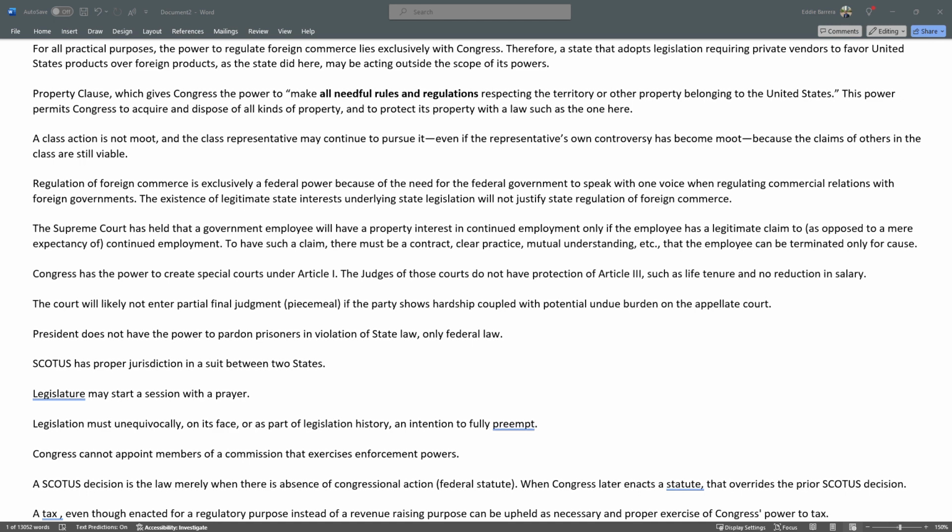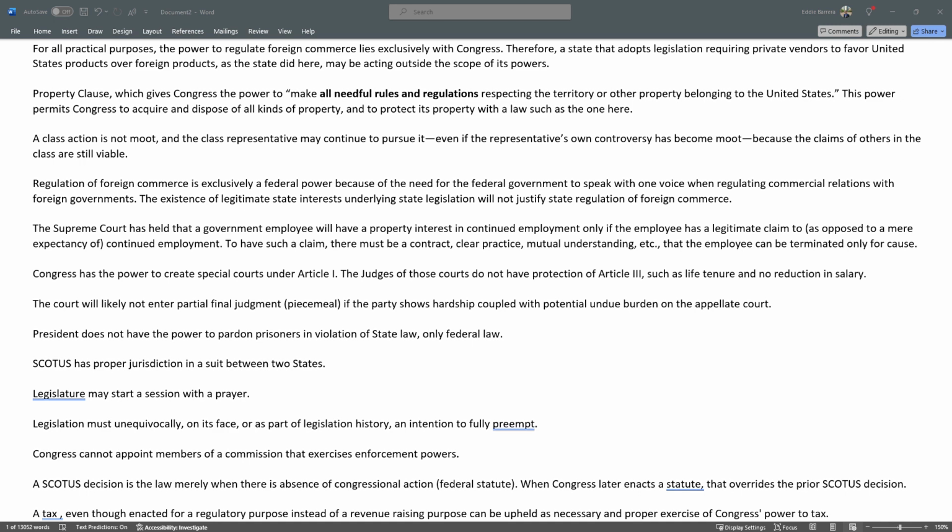Property Clause, which gives Congress the power to make all needful rules and regulations respecting the territory or other property belonging to the United States. This power permits Congress to acquire and dispose of all kinds of property and to protect its property with a law such as the one here. A class action is not moot, and the class representative may continue to pursue it, even if the representative's own controversy has become moot, because the claims of others in the class are still viable.